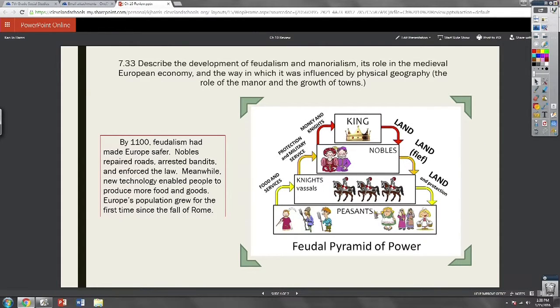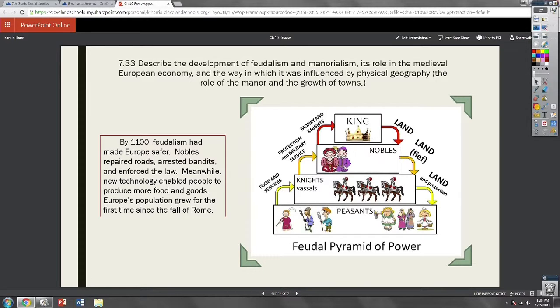Looking a little deeper into feudalism, we can look at the hierarchy. By 1100, feudalism had made Europe safer. Nobles repaired roads, arrested bandits, and enforced the law. Meanwhile, new technology enabled people to produce more food and goods. Europe's population grew for the first time since the fall of Rome. So feudalism was in fact a positive influence on Europe.